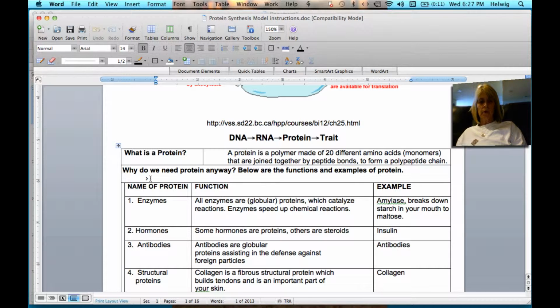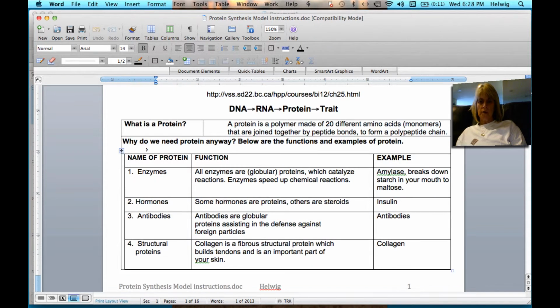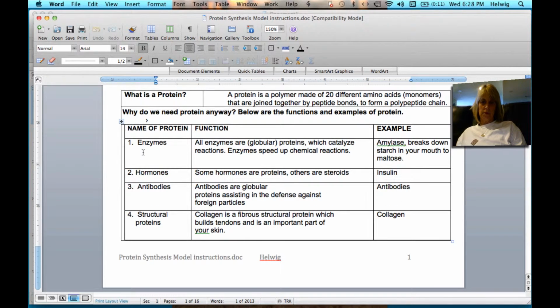Why do we need proteins anyway? In this chart, you'll see the name of the protein, the function, and an example for each protein. We're going to start out with the first protein that's necessary in your body, and that's enzymes. Enzymes are globular proteins which catalyze reactions. They can speed up chemical reactions. An enzyme found in your mouth breaks down starch to maltose.